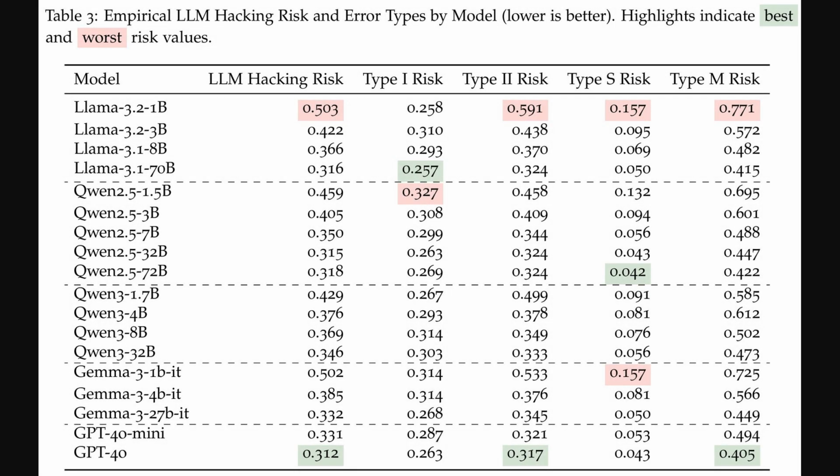So the previous figure showed diminishing returns from scale. Table 3 summarizes model-by-model risk, which directly compares LLM hacking risk and the 4 error types. The best overall risk lands near 0.312 for GPT-4o, while small models like Llama 3.2 1B reach about 0.503. Type 2 errors dominate across families, with many entries around 0.33 to 0.59, so missed true effects are the main failure. Type M risk remains sizable, which means detected effects often have distorted magnitudes.